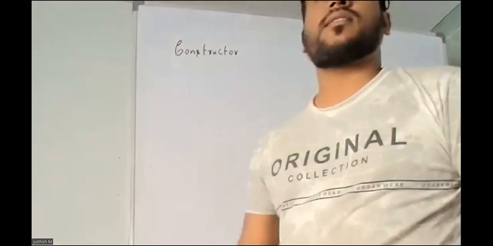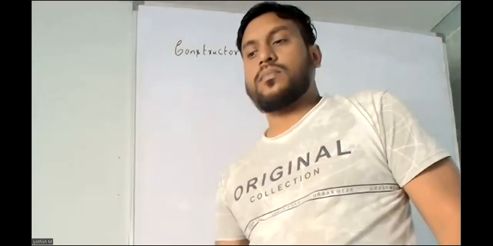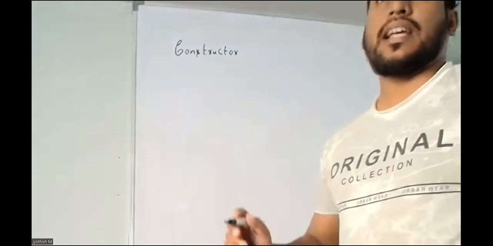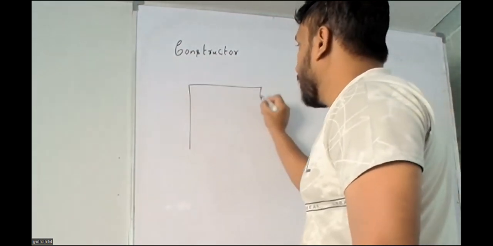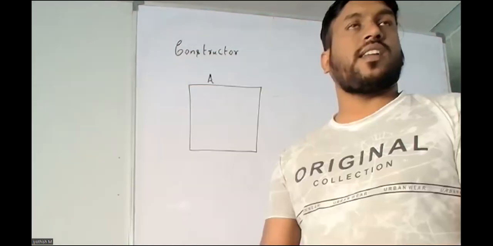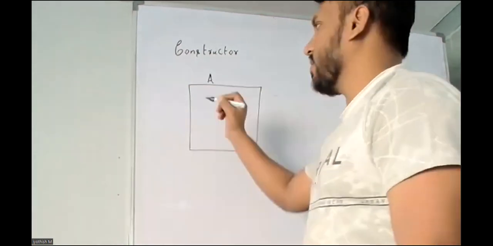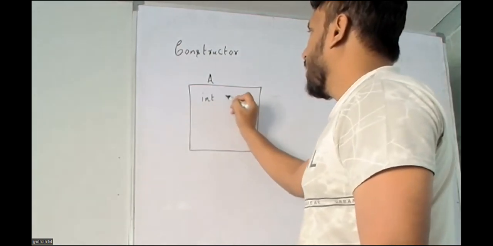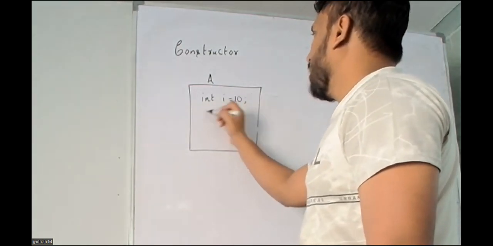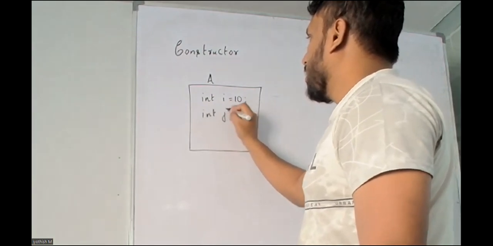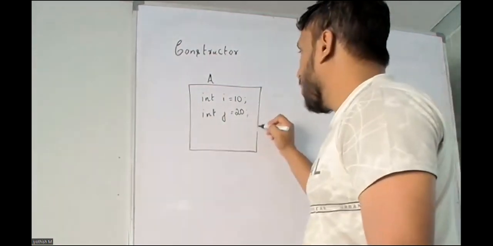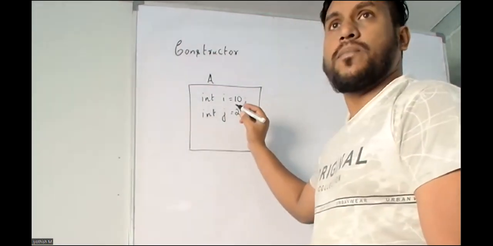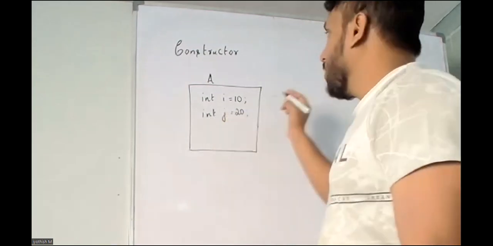So, what do you mean by constructor? Suppose you are creating a class. I have several non-static variables, let us say I is equals to, J is equals to. So how to access these non-static variables? We need to create an object. Yes or no? So how to create an object?